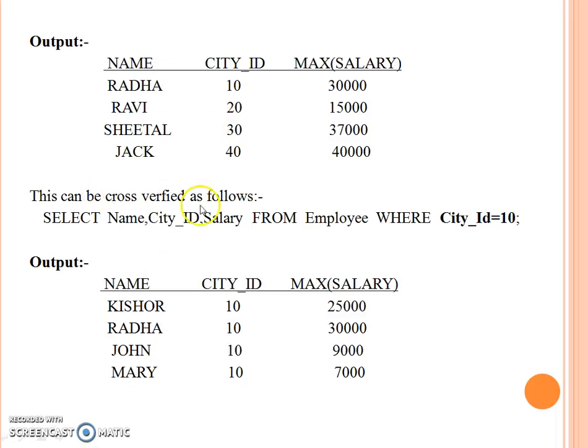Just in order to get this statement cross-verified, for a particular city ID number 10, I am going to list all the employees with the statement: select name, city ID and salary from employee table where city ID is equal to 10. So what I am going to get for this is, at the city ID number 10, the employee that is getting the maximum salary is Radha, and that is what my group by clause has shown me before.